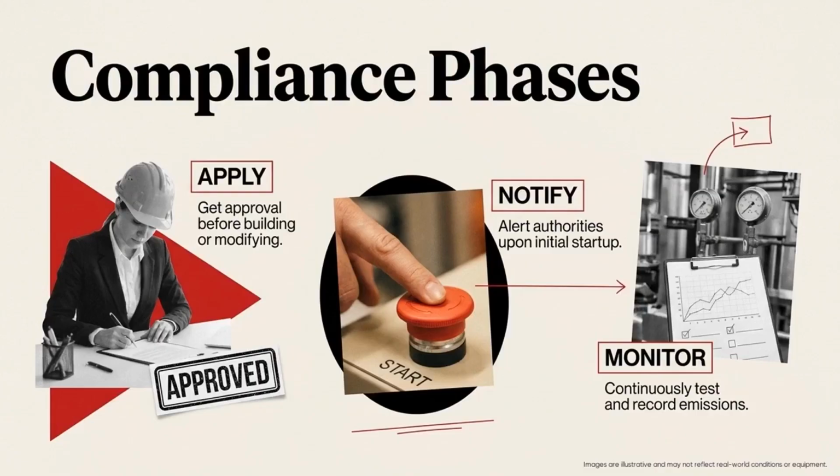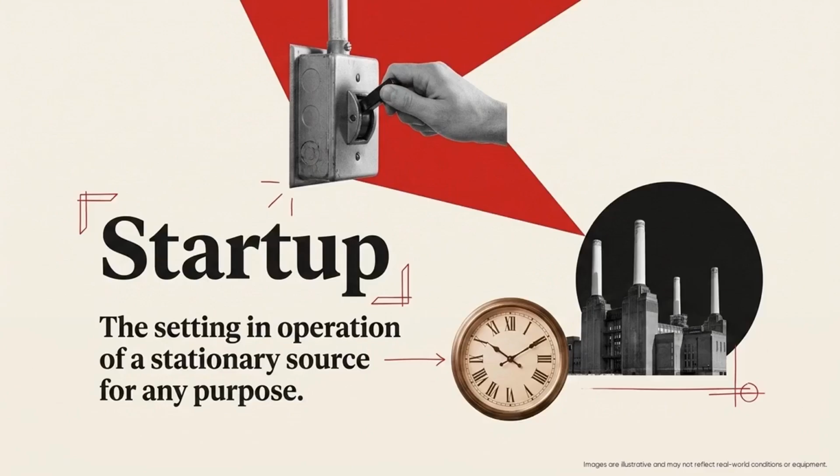Honestly, think of it like doing a major home renovation. You wouldn't just start knocking down walls and adding a brand new kitchen without getting a permit from the city first, right? And then, once construction is done, you have to pass inspections to actually use the space safely. Industrial compliance works the exact same way. You ask for permission before you build, you announce when you're turning the key, and you constantly prove you're operating within safe limits. Now, a really crucial point here is understanding exactly what startup means legally. It sounds super simple, but it's a highly specific regulatory milestone.